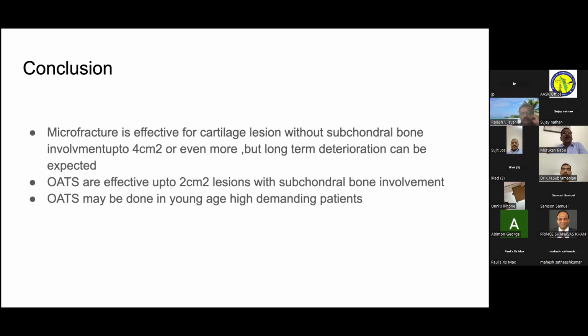And in conclusion, microfracture is effective for cartilage lesions without subchondral bone involvement, up to 4 centimeters square, even more, but long-term deterioration can be expected. OATS are effective up to 2 centimeters square lesions with subchondral bone involvement, and OATS may be done in young, high-demanding patients. Thank you.